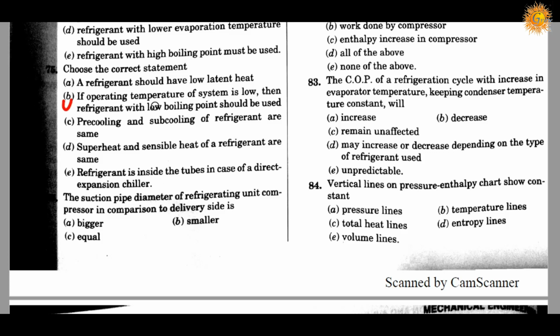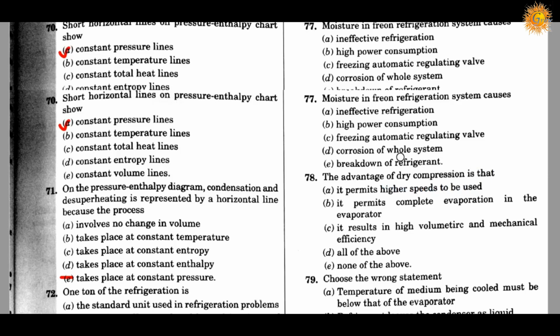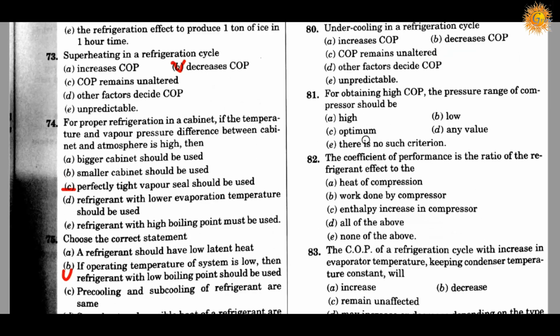Question 76. The suction pipe diameter of refrigerating unit compressor in comparison to delivery side is: option A, bigger; option B, smaller; option C, equal; option D, smaller or bigger depending on capacity; and option E is unpredictable. So the correct answer is A, it will be bigger.